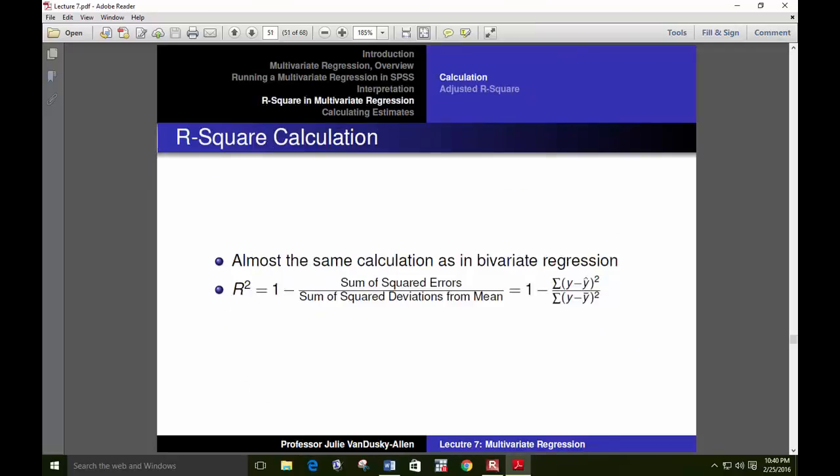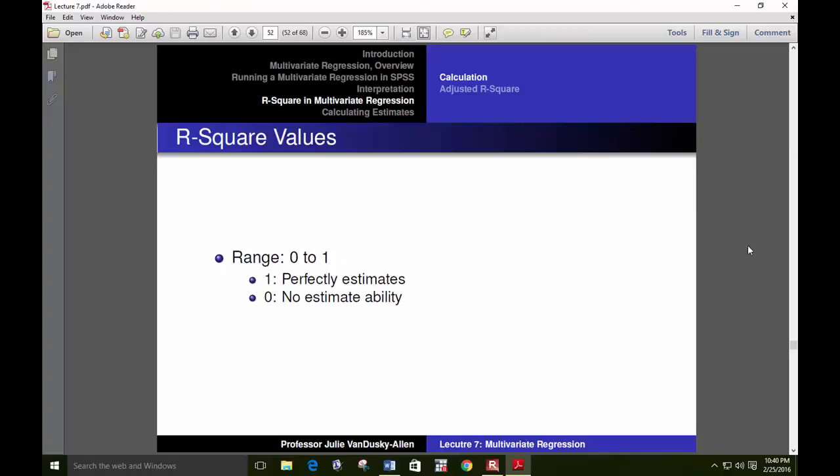Now on to interpreting the R-square in multivariate regression. It is almost the same calculation as in bivariate regression. The only difference is that now we have multiple independent variables in our models. Recall that an R-square of 1 means that our model perfectly estimates our dependent variable, and an R-square of 0 means that our model cannot estimate our dependent variable.